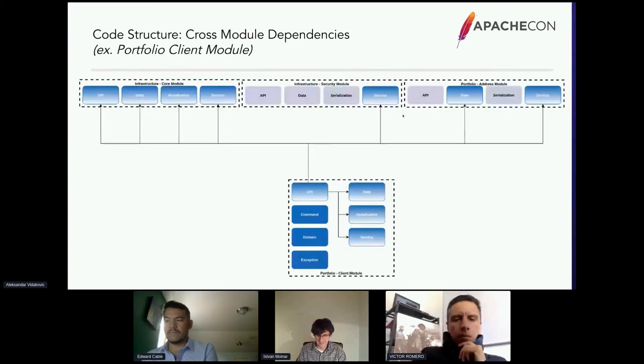If you try to investigate what the actual dependencies are from such a module, and I picked the portfolio client module because it's a rather simple one, compared to, let's say, the loan product module, there's not a lot of stuff happening here. Still, if you just look at the REST API layer, there are already some cross-module dependencies here.